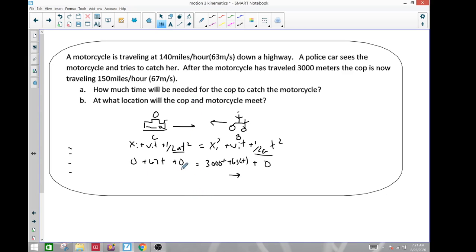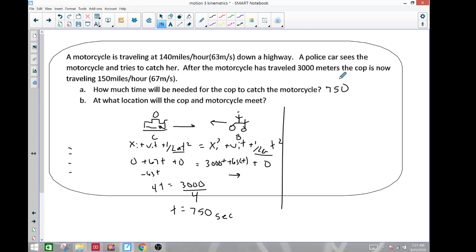At this point, you just solve. Because I don't have a squared component, I don't need the quadratic formula. I'm going to get all my t's to one side. So minus 63t gives me 4t equals 3,000. Then divide by 4, and I get t equals 3,000 divided by 4, which is 750, and the unit I'm using consistently through here is seconds. That is the answer for how much time it will take to catch this guy.